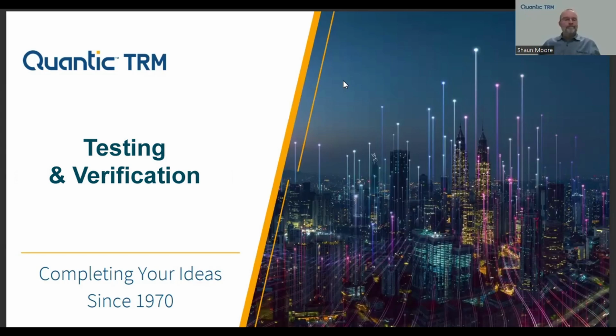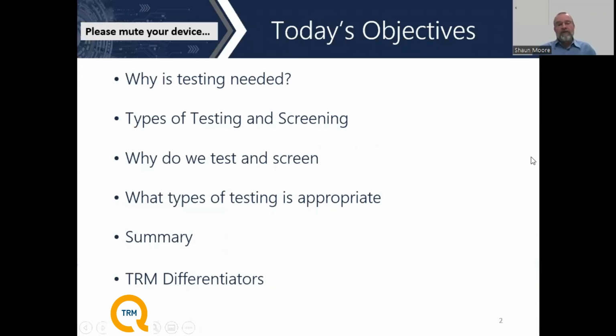Yes, thank you, Paul. So today we're going to talk about testing, and it's a little more than what you think it is. So we're going to go through why do we test, the types of tests we can do, and then how do we choose the type of testing that's appropriate. It's a good question to ask, because it helps lead us to choosing the appropriate testing. We'll then sum it up with some TRM differentiators.